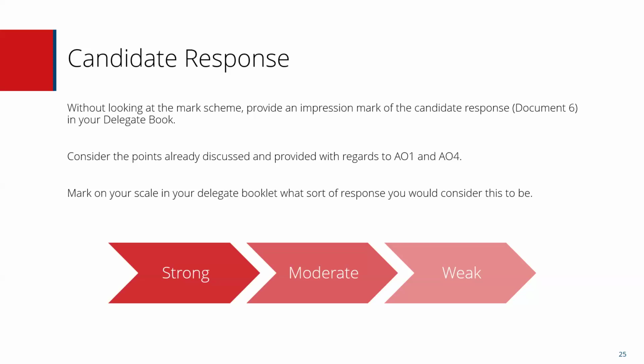So without looking at the mark scheme, just provide an impression mark of the candidate response in Doc 6 in the delegate book. It starts with hyperinflation came to Germany. So have a think about what we said about AO1 and AO2, and then just think what sort of response you would consider this to be.